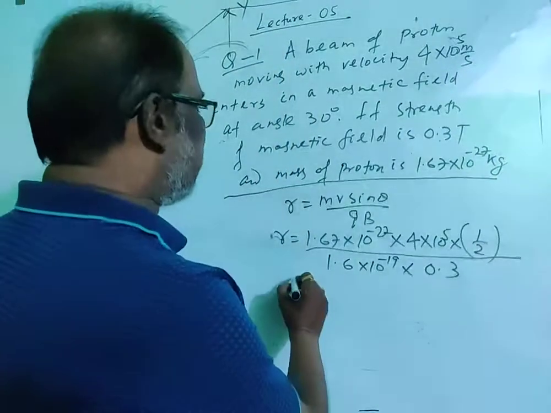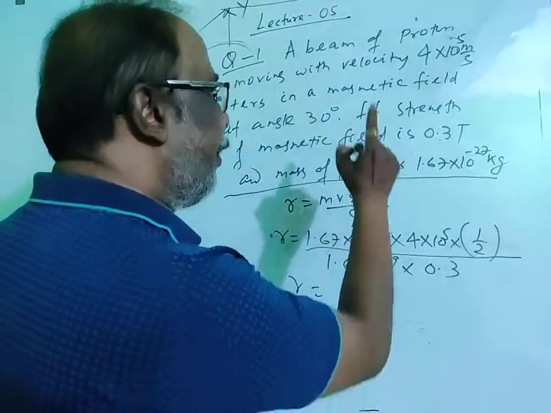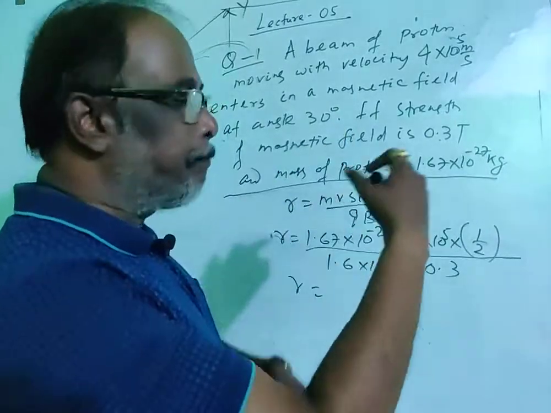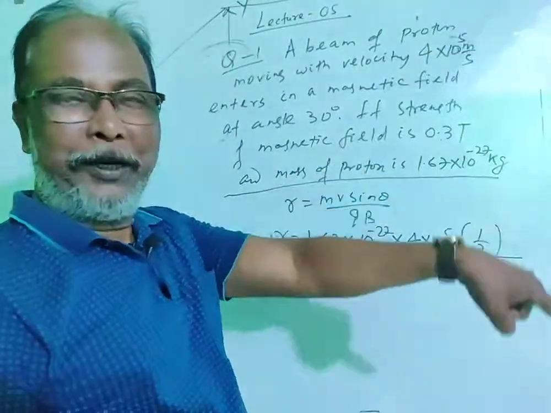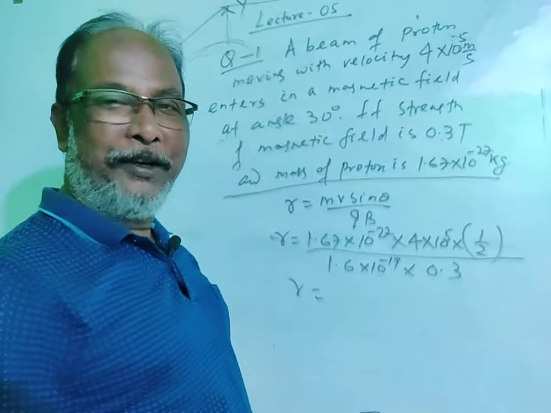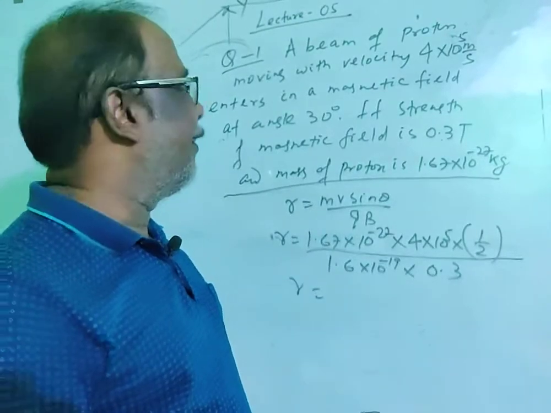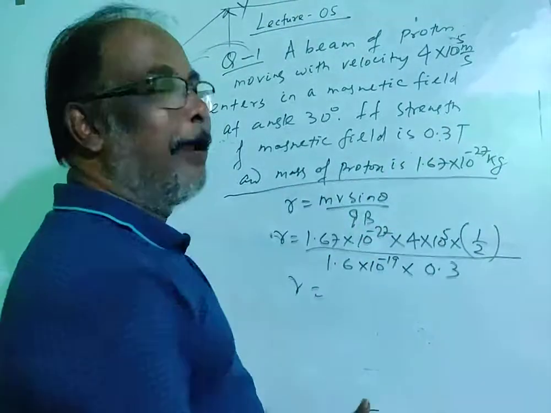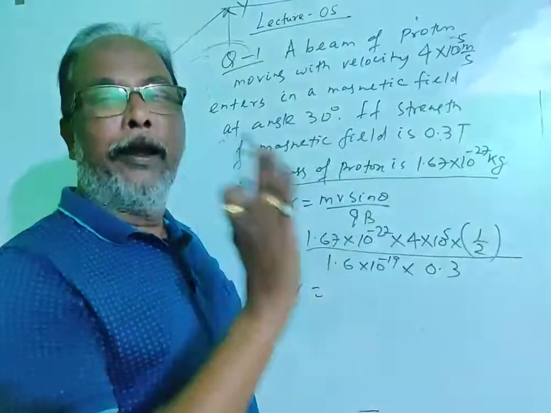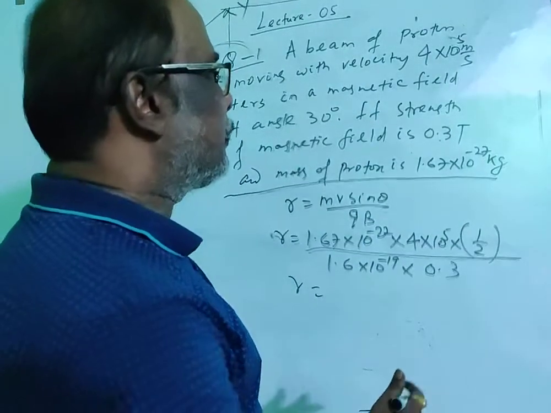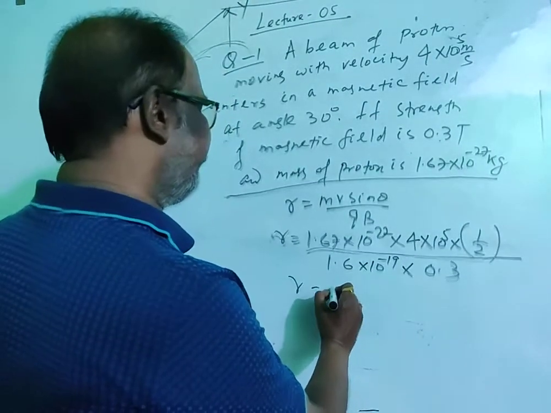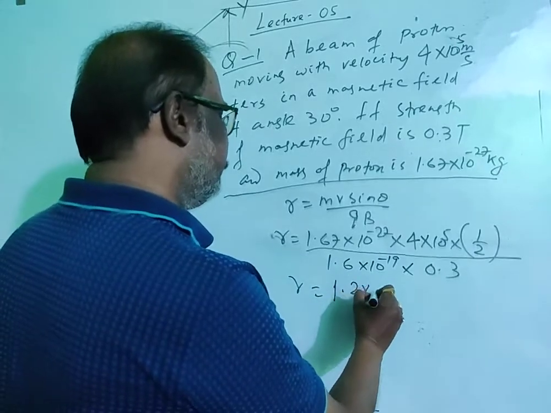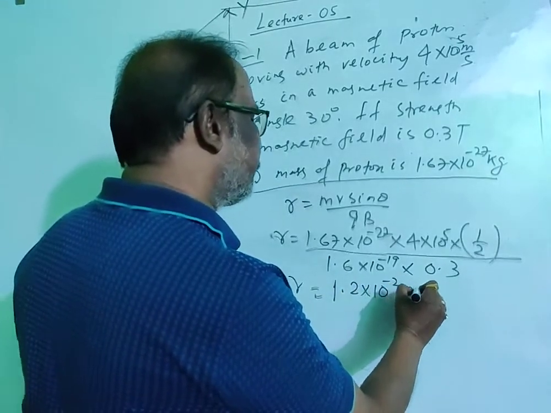Solving it, you will get the radius. It moves in circular orbits, it rotates as well as moves in a straight line. The path is helical because the angle is 30 degrees, not 0, not 180, not 90. So the answer of radius will come 1.2 into 10 to the power minus 2 meter.